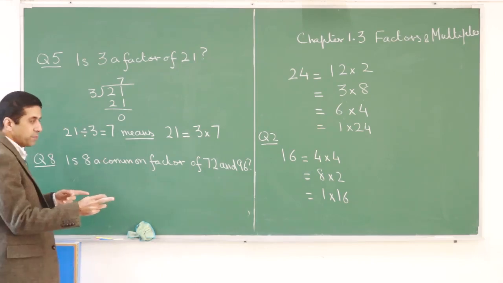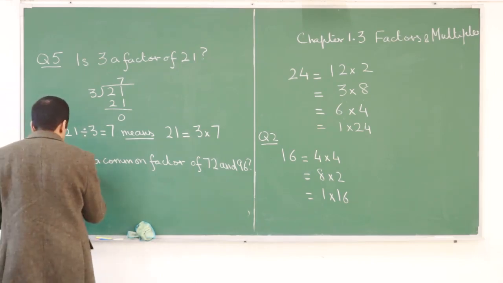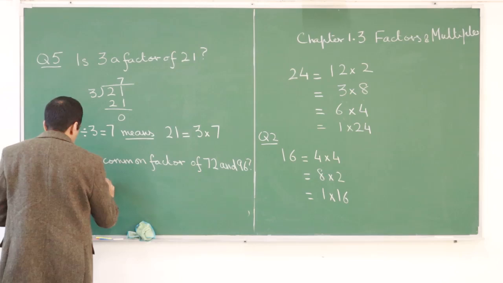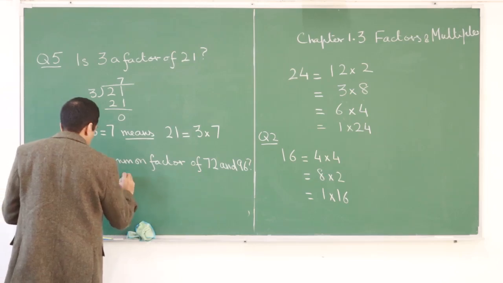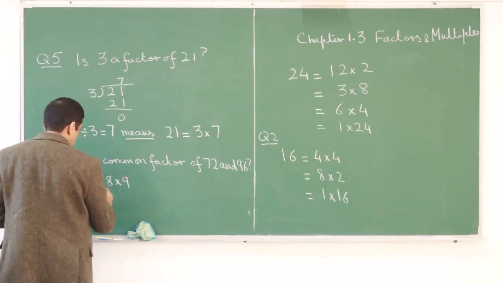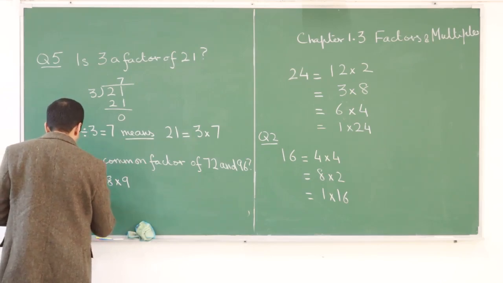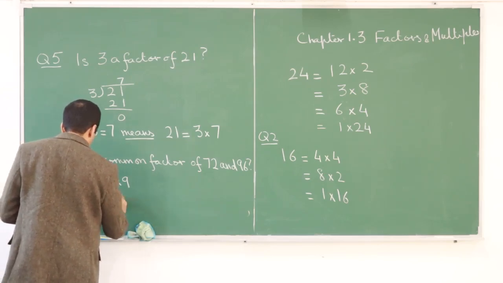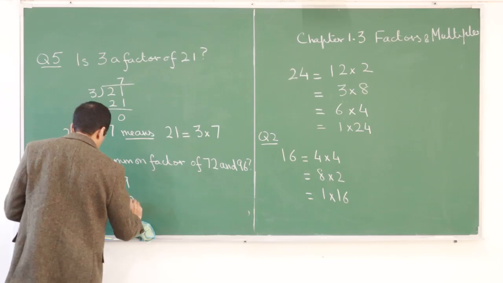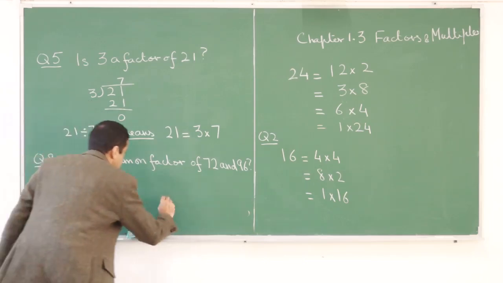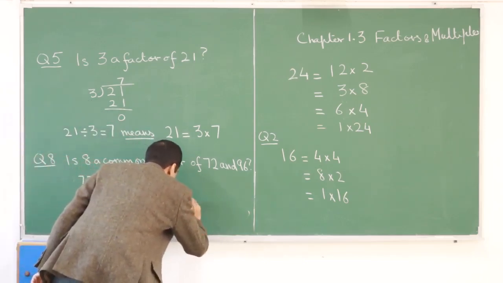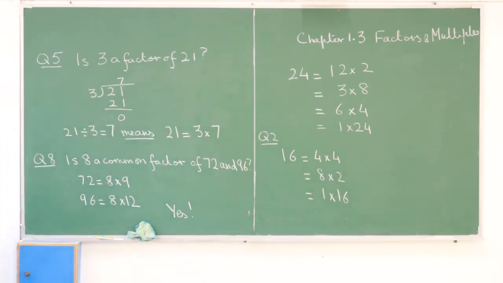So is 8 a factor of 72? Yes. What is 72 equal to? 8 times 9. 8 nines, that's true. Is 8 a factor of 96? Yes. 8 times 12. Shabash. There we go. So the answer is yes. That's it.